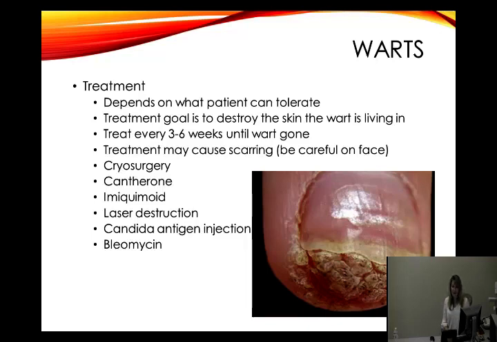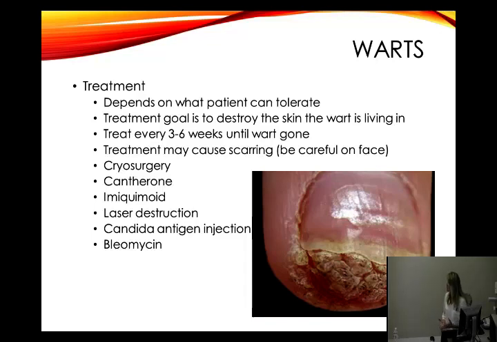Treatment could cause scarring. So if somebody comes in with warts on their face, you need to be very careful of the treatment that you're recommending. And if you're doing cryosurgery, you want to be really light with the liquid nitrogen. You can always treat more if you need to at different appointments, but if you treat real hard on that first appointment where you cause scarring, that scarring is going to be permanent. So now I did list some wart treatments.